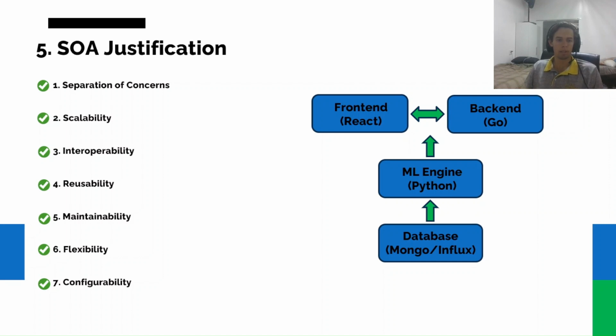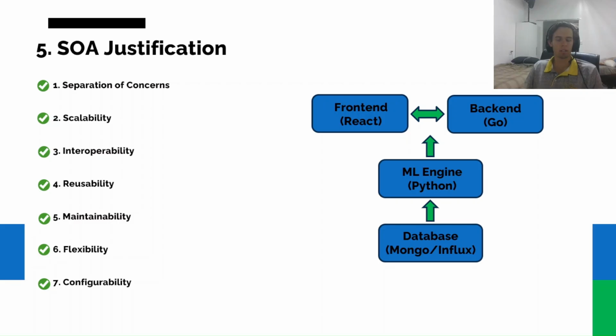Next, we get reusability. Once a service exists, it can be extended or reused in future features without redesigning the whole system. Then, maintainability and flexibility. Because services are semi-independent, we can update or experiment on one piece without breaking the rest. That makes it much easier to evolve the system over time.